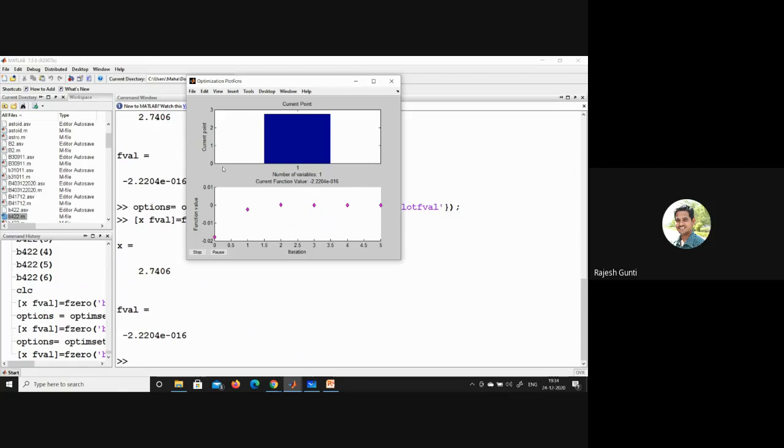So 2.7406 is the current function value. Nothing is there here. These are the iteration values.